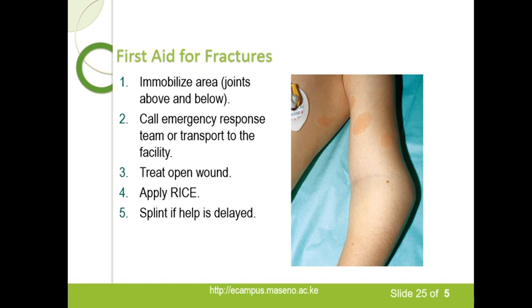A stable fracture occurs when the broken bone ends do not move because they are not completely broken or they are impacted. That is a stable fracture, and such are usually common at the wrist, shoulder, ankle, or hip.